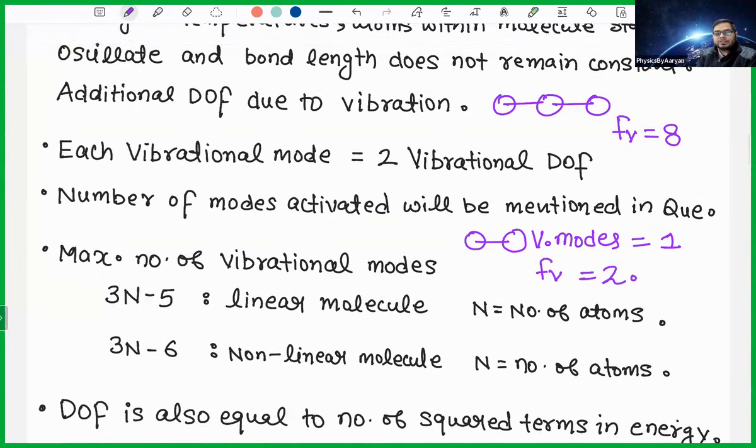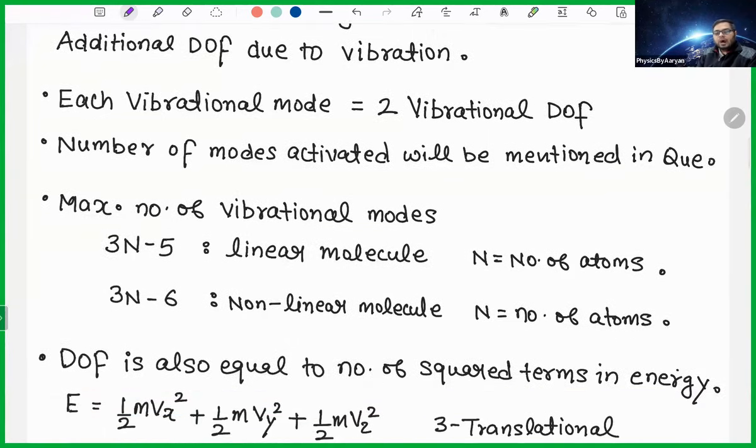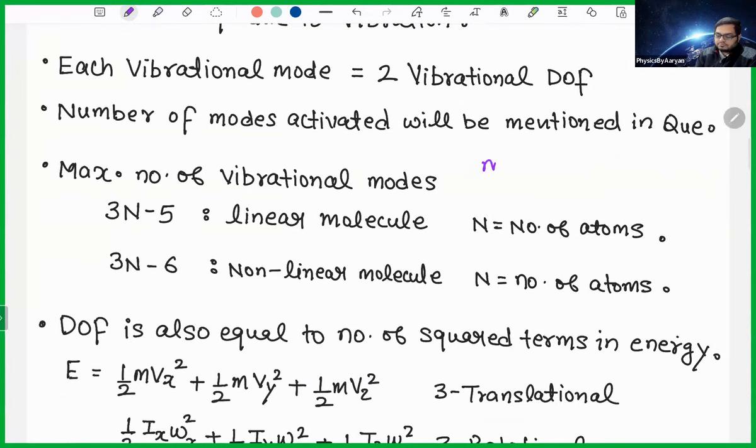So if it is mentioned in the question how many modes are activated, then you use that number of modes. But if it is not given, and they say all the modes are activated, then how can you calculate how many modes can be activated? Using this formula. So I gave you the formula for both of them. Okay? How do we know that one mode is equal to 2 degrees of freedom?